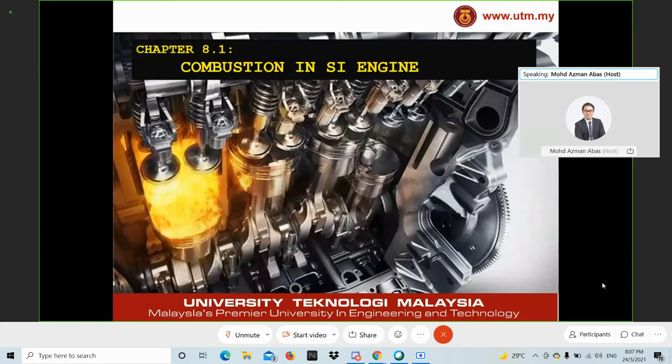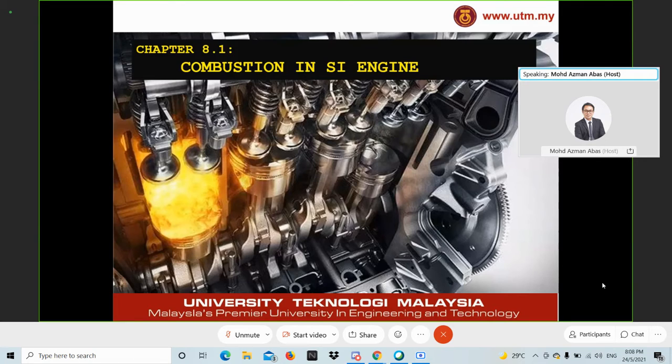So first of all, we'll go through the combustion for spark ignition engine. Now, even though there's a difference between the 4-stroke cycle of SI engine and CI engine, the same goes with the combustion. There's a slight difference. Obviously, we can recap back on spark ignition engine.